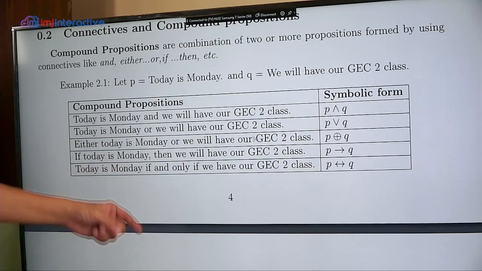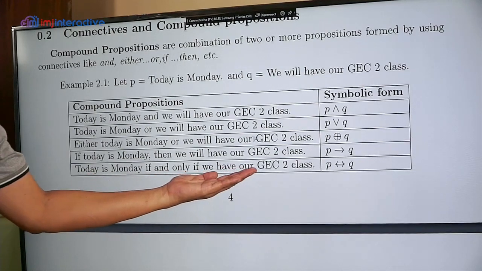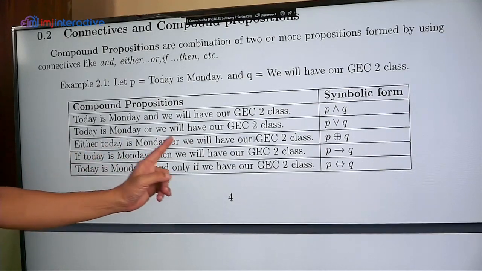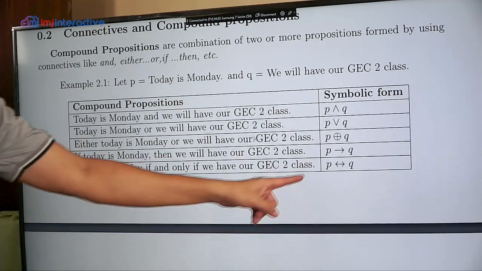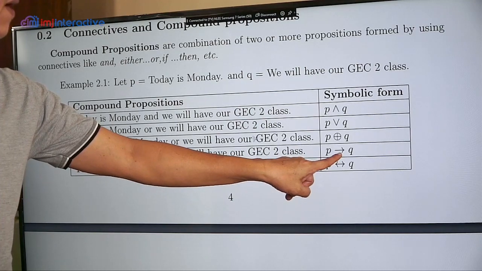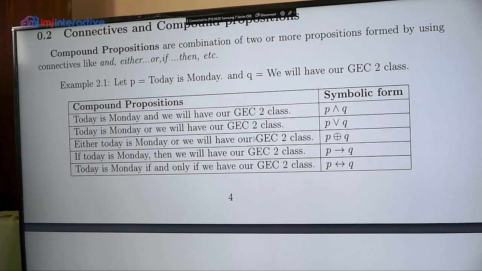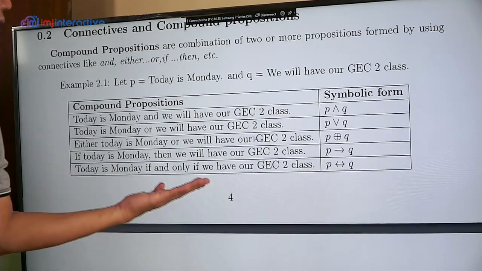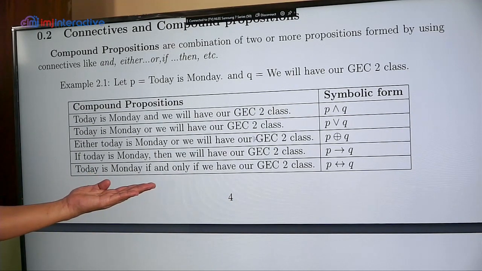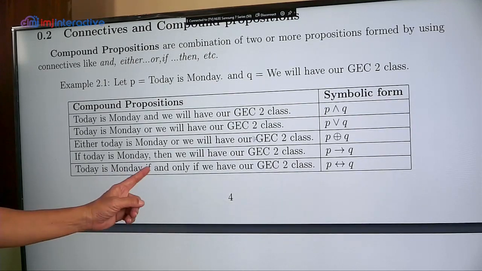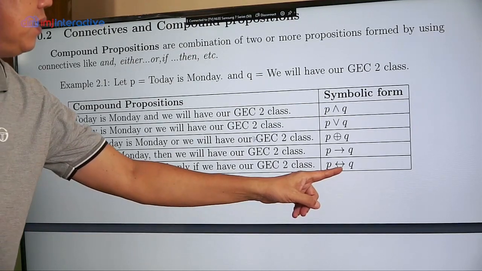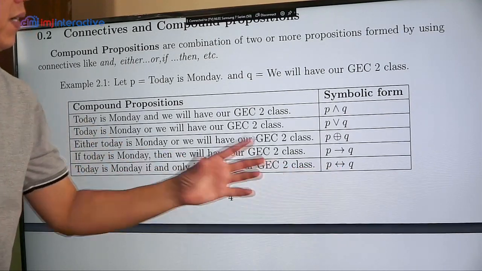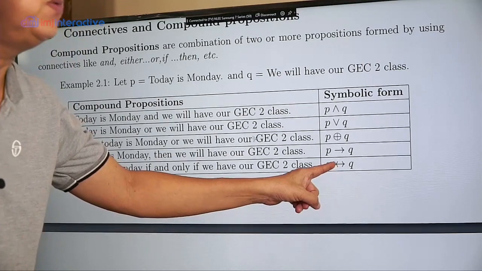Next, if today is Monday, then we will have our GE2 class. This is an example of an implication, if and then. So if you have an if and then, the symbol for that is this right arrow. Today is Monday if and only if we have our GE2 class. This is an example of what we call a biconditional statement. If and only if. These are two implications, so it is represented by a two-headed arrow.